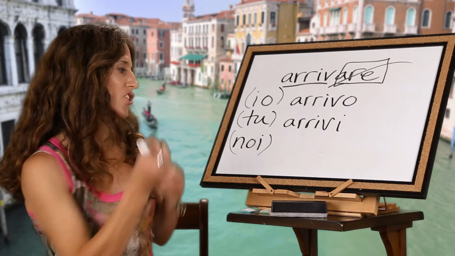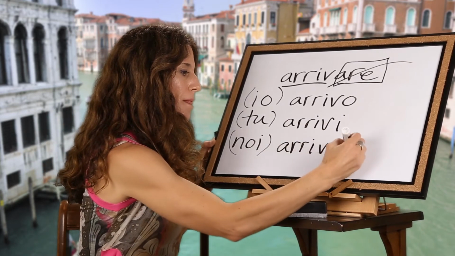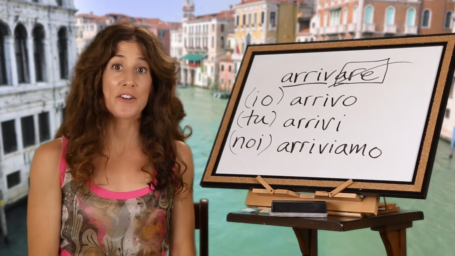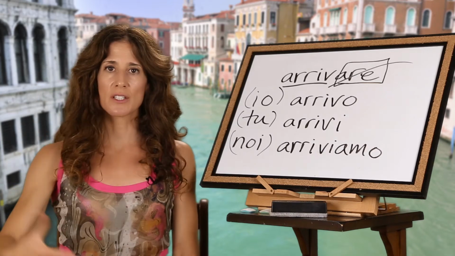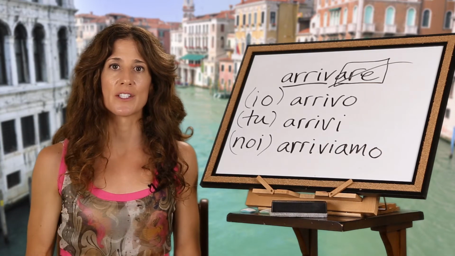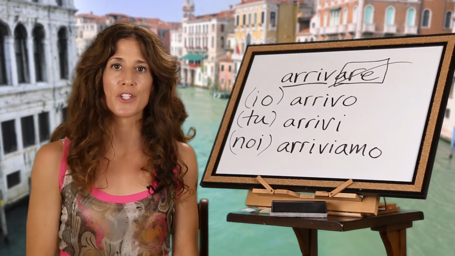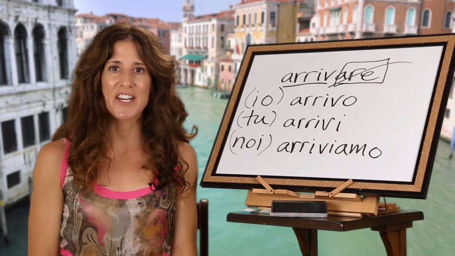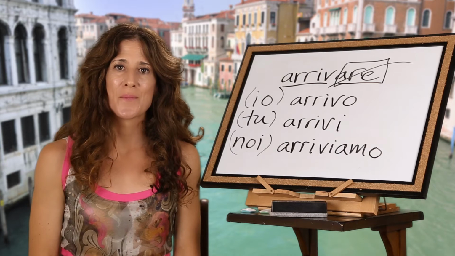The noi conjugation, arriviamo. Let's repeat all of these. And we're going to repeat it using the subject pronoun just so we get familiar until we memorize what the subject pronouns are. You can use them in front of the verbs. Io arrivo. Tu arrivi. Noi arriviamo.